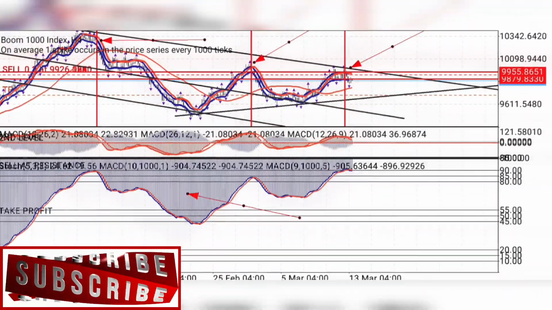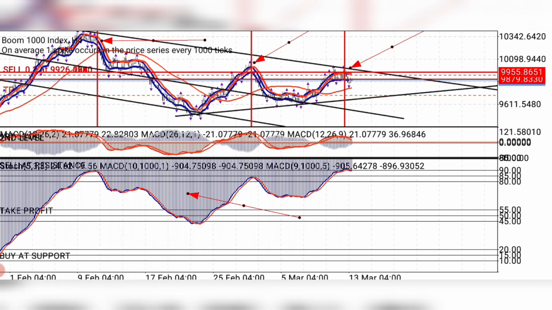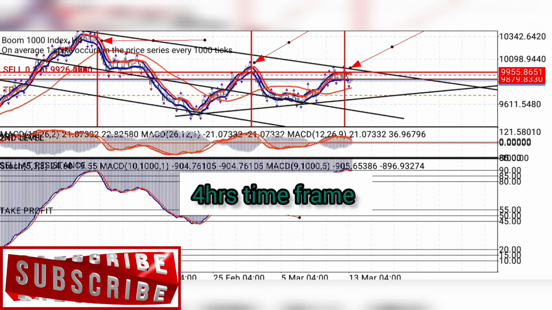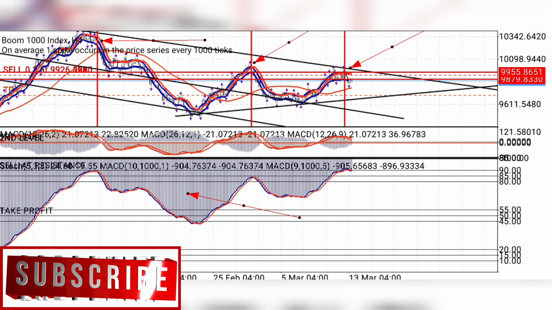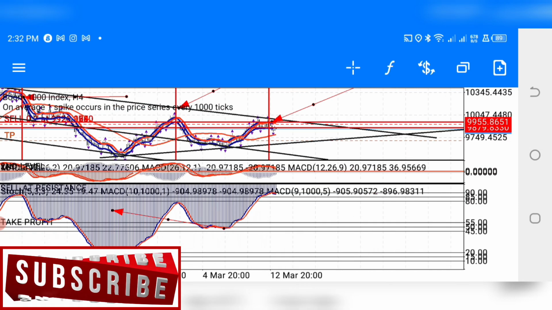For you to have a good sell in the market, for you to have a longer sell in the market, you must first of all consider what? The 4 hours time frame getting to the overbought level. That is the secret. The 4 hours time frame must get to the overbought level. This is how the strategy works.